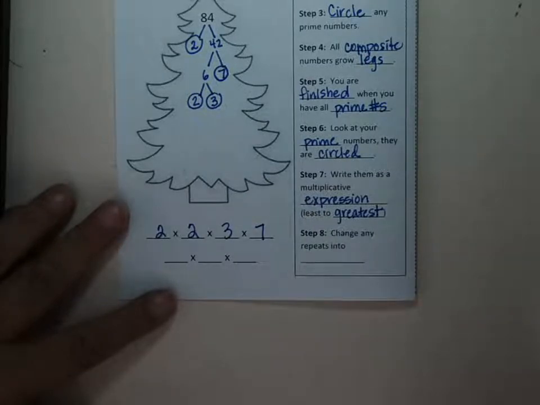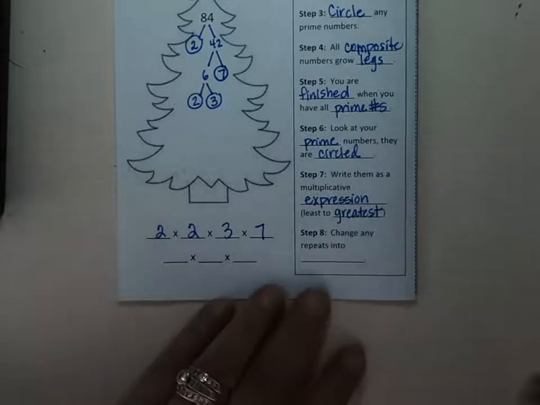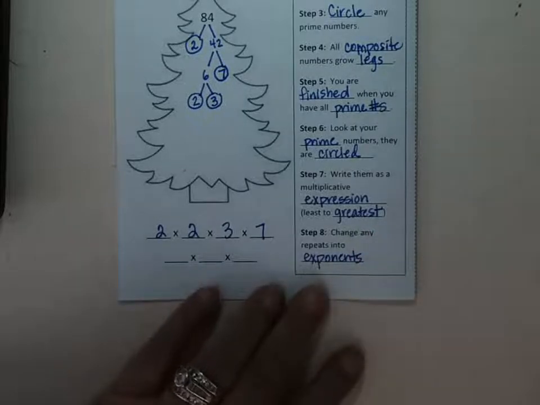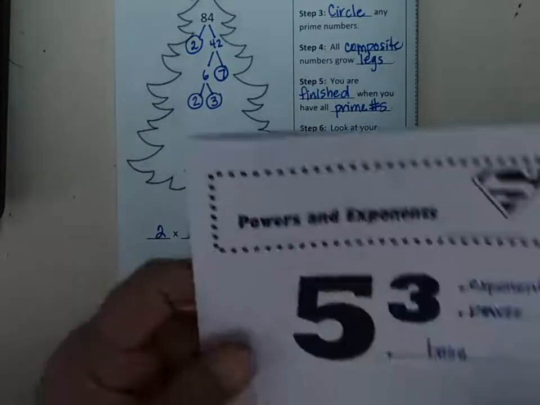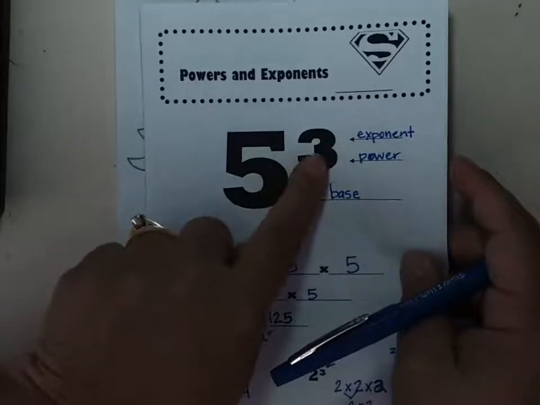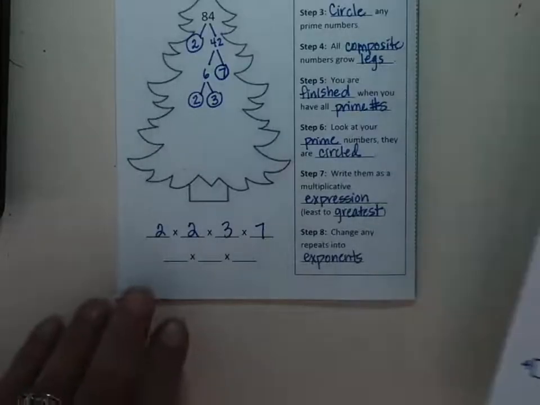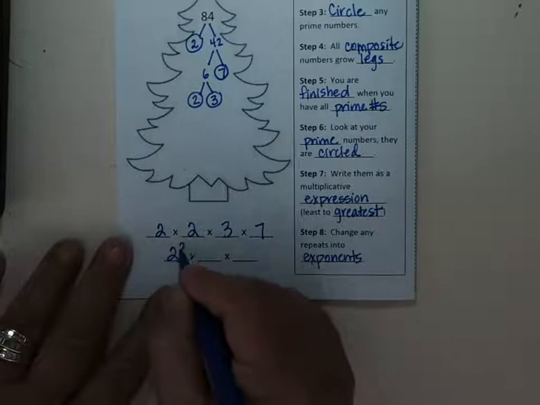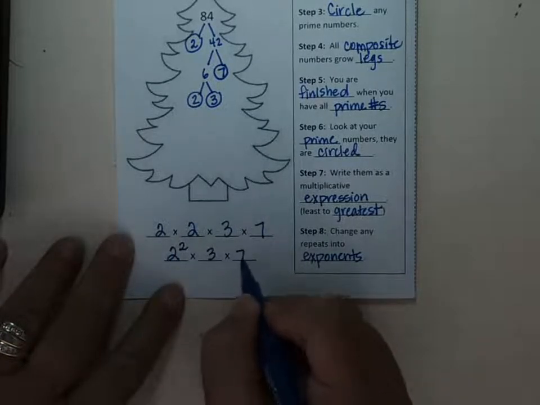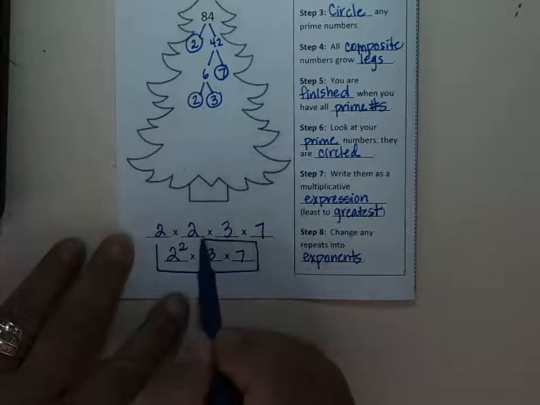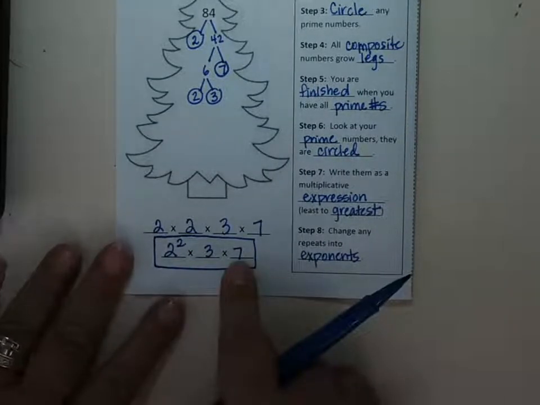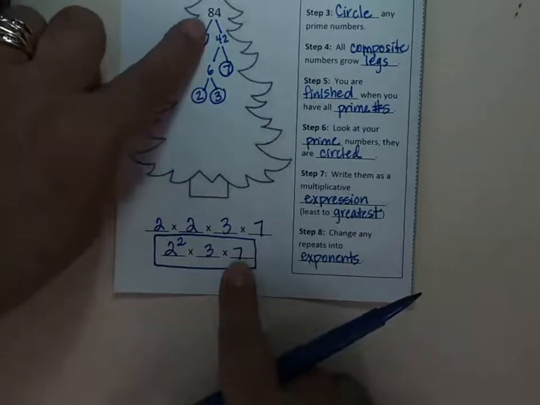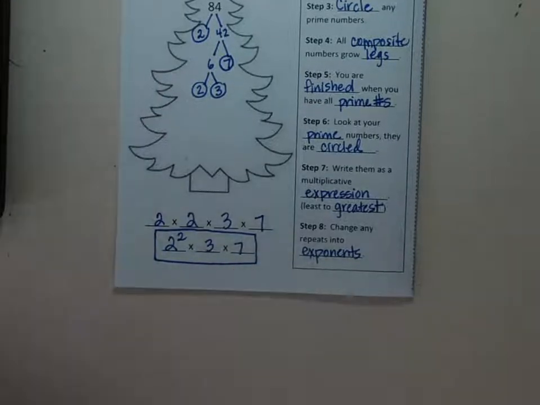Okay? And then, if you have any repeats, you're going to make them into exponents. So if you remember back with exponents, the base is the big number, and the exponent tells you how many times to do it, right? So, the base is 2, and how many of them do we have? We have 2 of them. And then times 3 and times 7. So this right here is the prime factorization of the number 84. It is the fingerprint for the number 84. Okay? If you have any questions, ask your teacher.